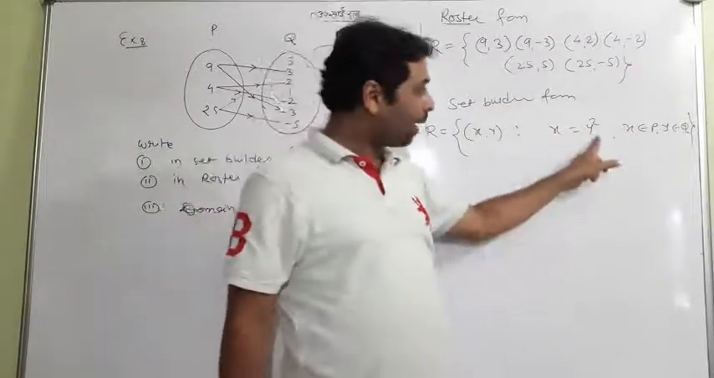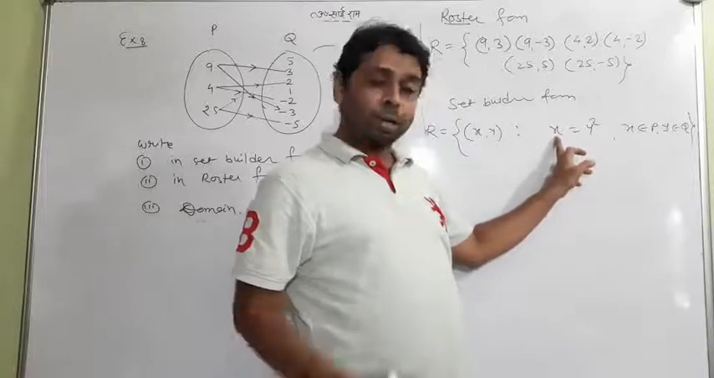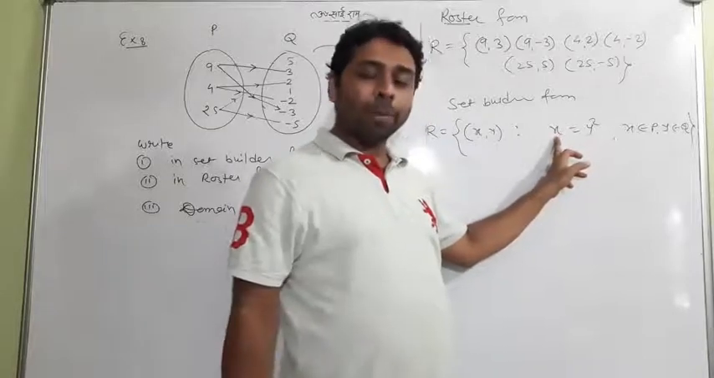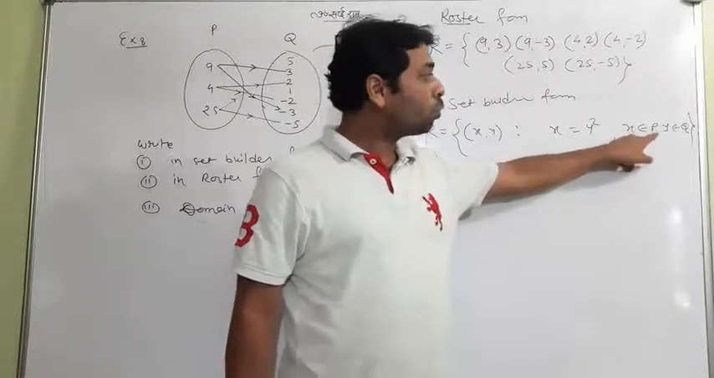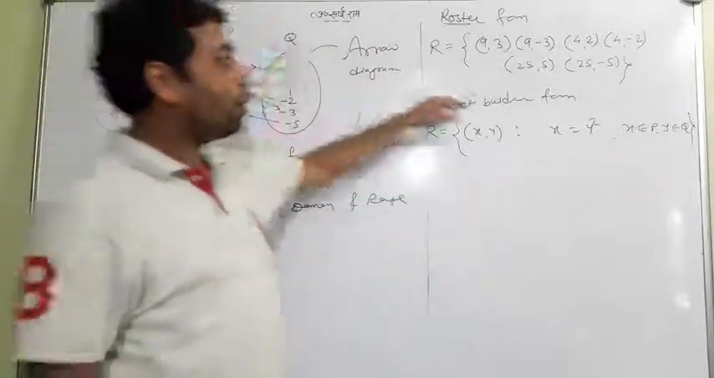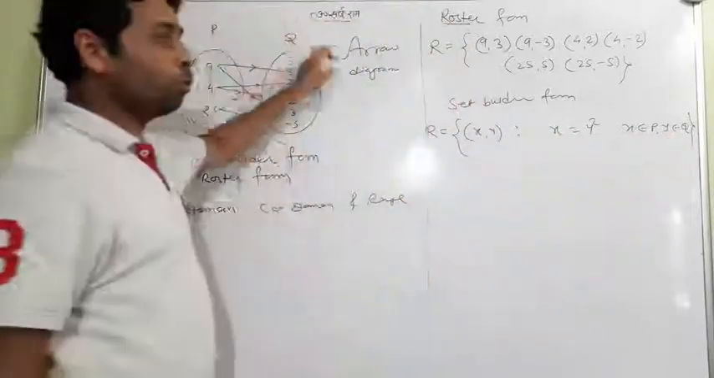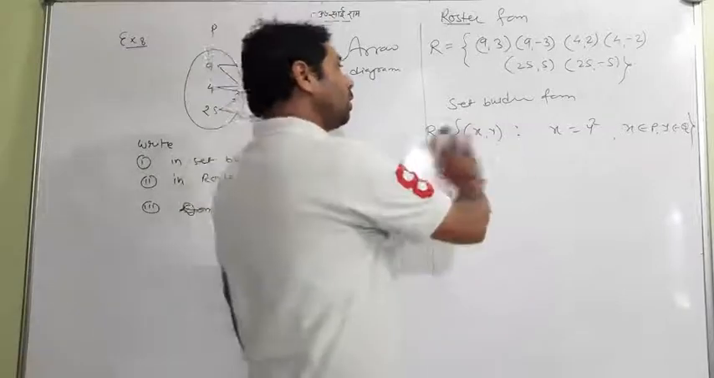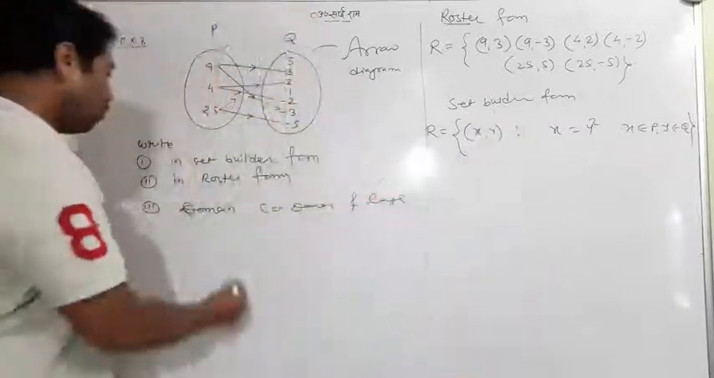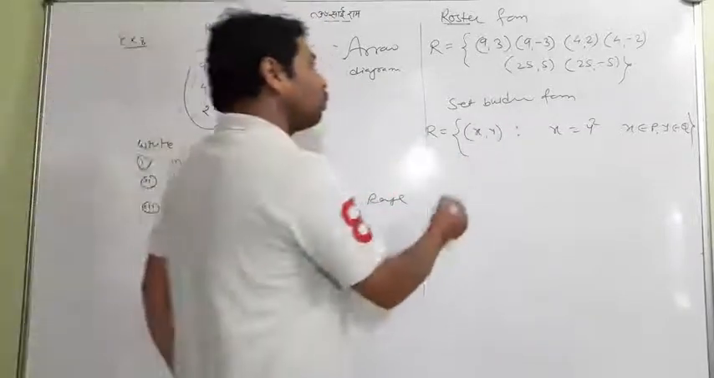And x equal to y square, after that you have to mention that x belongs to the first set P and y belongs to the second set Q. So that is very simple. Whatever it is, that is the set builder form. Now next, domain, codomain and range are very easy for one and all.